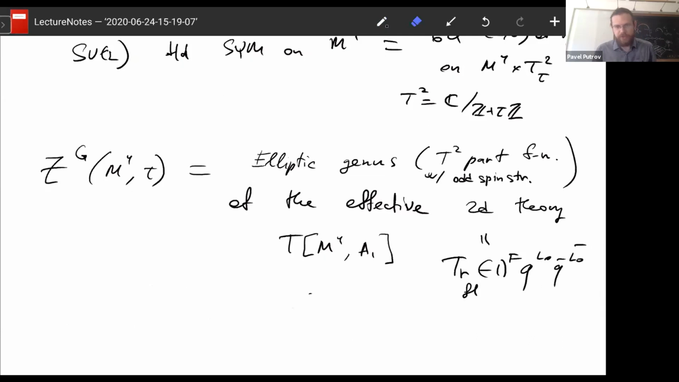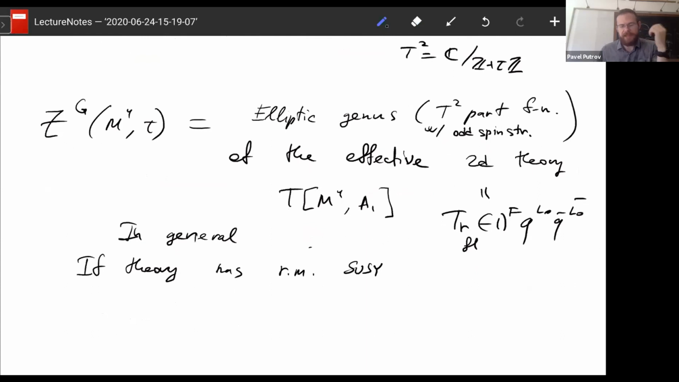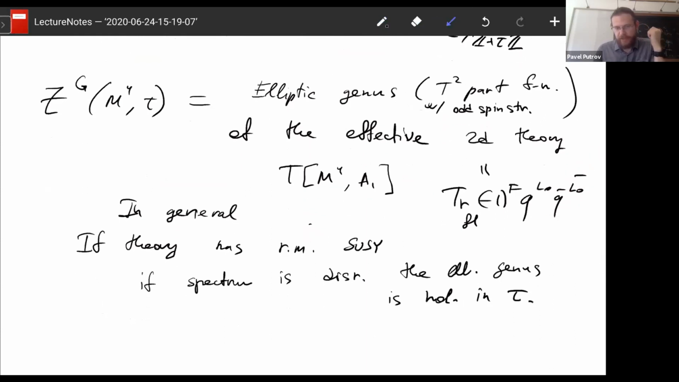And then by the usual argument, one can show that if the spectrum is discrete, so in general, if we talk about general two-dimensional theories, if the theory has right moving supersymmetry, and this is the case of this effective theory T of M4, and if the spectrum is discrete, the elliptic genus is holomorphic in tau. This is given by the usual argument that the contributions from the states where L0 bar is non-zero cancel out because of the supersymmetry, the cancellation between fermions and bosons. This is the usual argument.